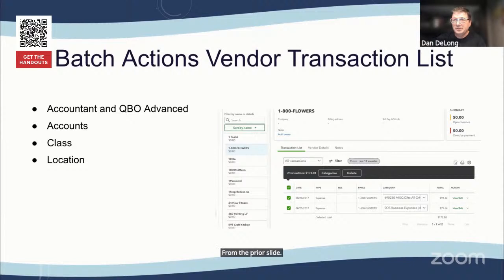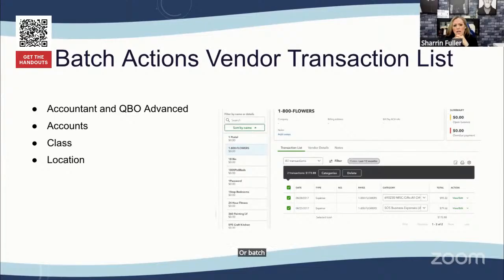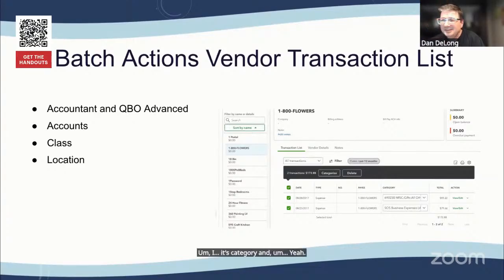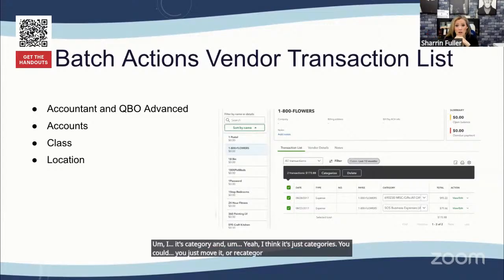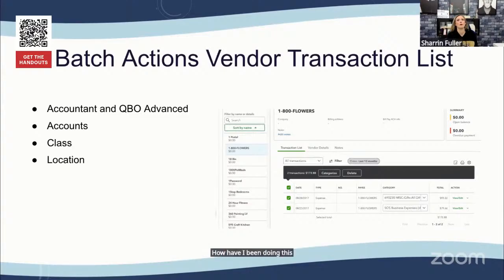But what can you do in the vendor page to actually bulk or batch actions there? It's category and Delete. That's what it looks like. I think it's just categories. You just move it or recategorize, which is again great. It's good to see if you go in, you're like, how have I been doing this? It's just a great way to have when you're in something and not have to click somewhere else.